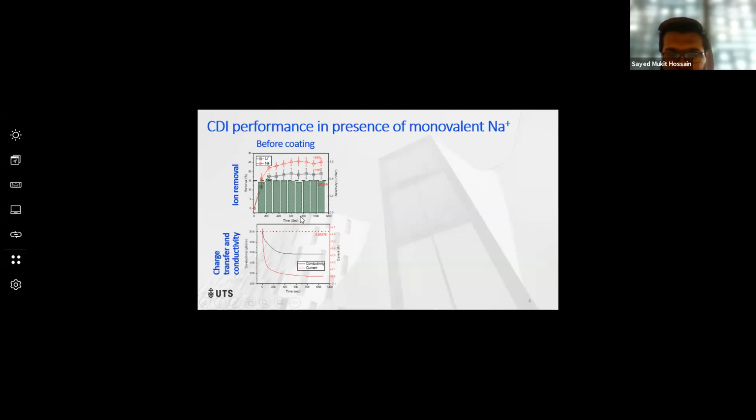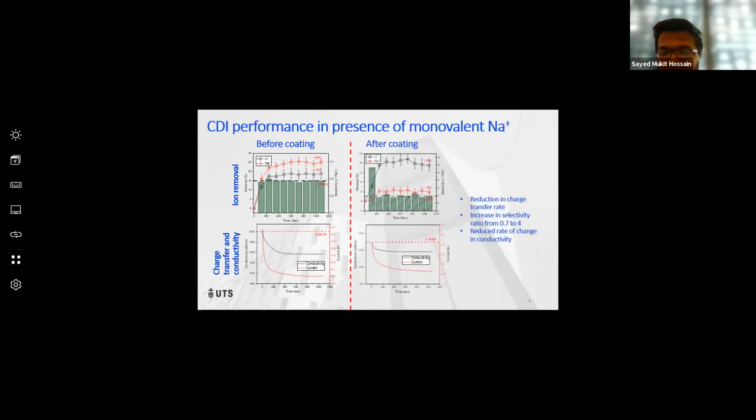So how it changed while we used the ZIF-8 coating for the monovalent sodium. You can see the selectivity ratio increased substantially. It's around 4 in the right figure. And the lithium removal here is around 19%, and the sodium removal was around 4%. And as the ion removal decreased, the reduction in conductivity ratio is reduced along with the change in charge transfer.